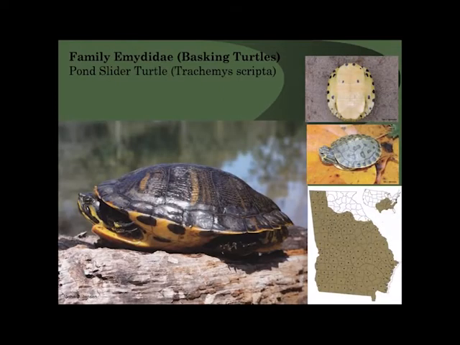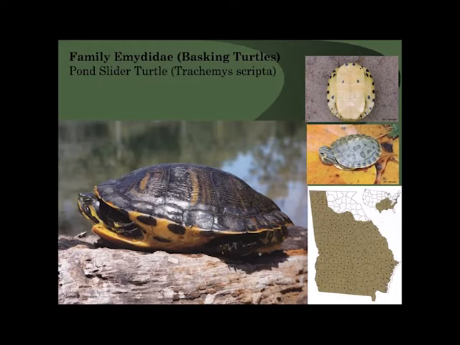The pond slider turtle, or yellow-bellied slider, Trachemys scripta, is found in most of the state except for the northeast quarter. Pond sliders live in almost all slow-moving or still-water habitats. They are common, noticeable turtles due to their habit of basking in large numbers on logs. As adults, these turtles are mostly vegetarian, eating a variety of aquatic plants. Young turtles are more carnivorous, eating some insects, fish, and amphibians.